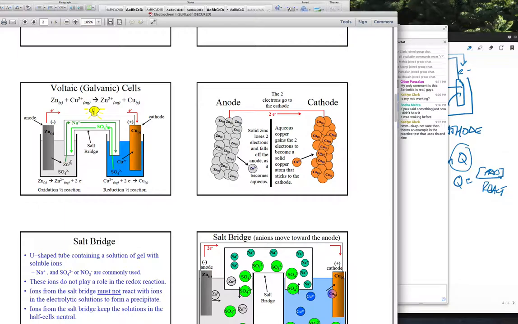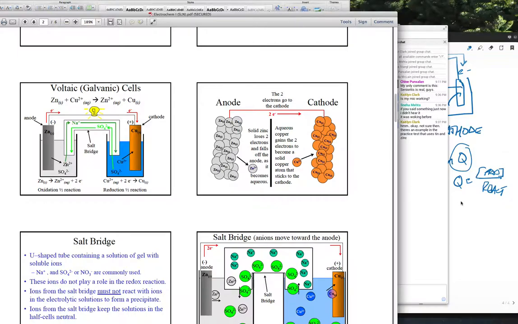It's like that teeter-totter. If you take away some product, the right side of the equation goes up, and so it pushes forward. It favors the forward reaction. So if you do that, your voltage is going to be higher because now it's pushing more to produce more zinc 2+. It's sending more electrons through to the cathode. Does that make sense? Yeah.